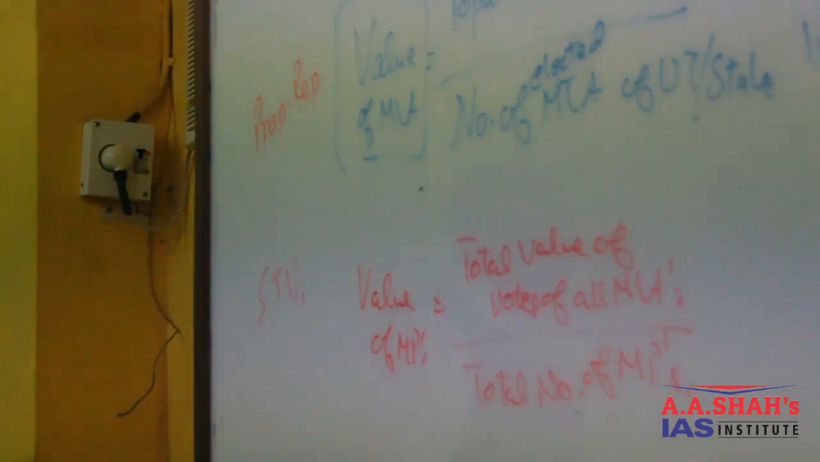Which of this is going to be a constant value? Whose votes will have the same value? MLAs or MPs? MPs. I give you 10 seconds. Use your maths.